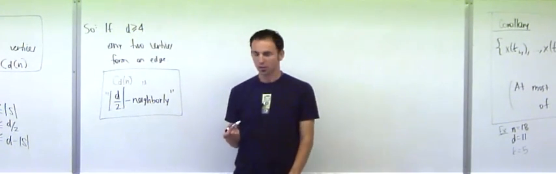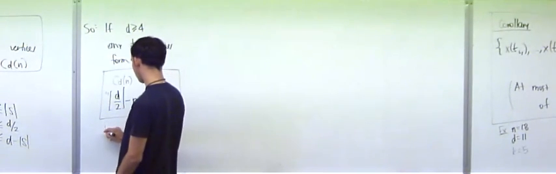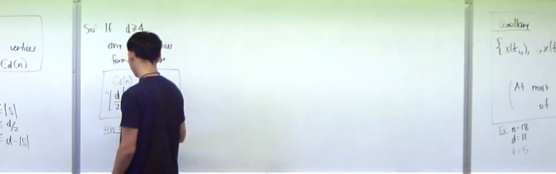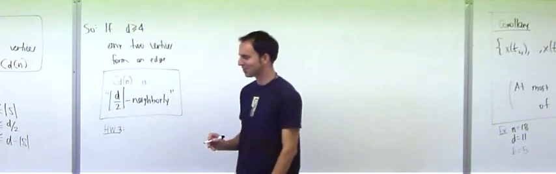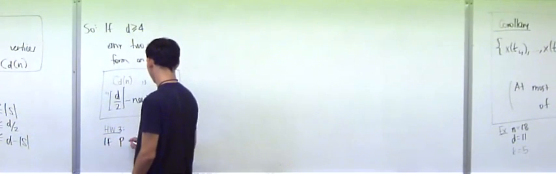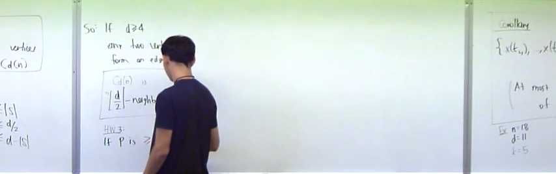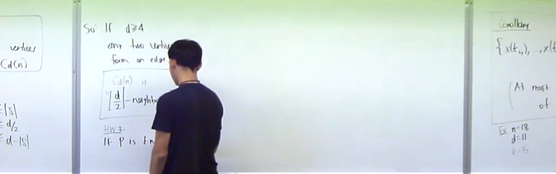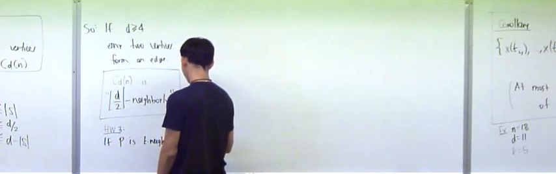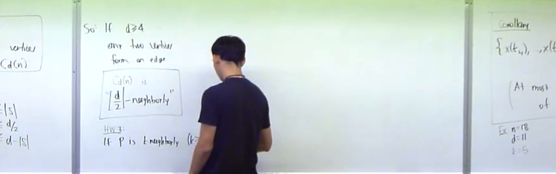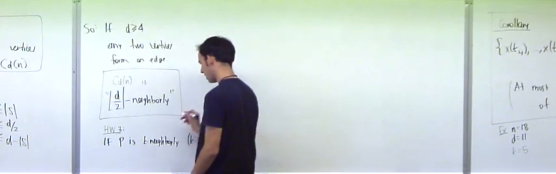And that's going to be a homework problem for the next homework. It's not too bad, actually. I know it sounds hard, but it's not too bad. If P is K neighborly, where K is bigger than this, then it must be a simplex.